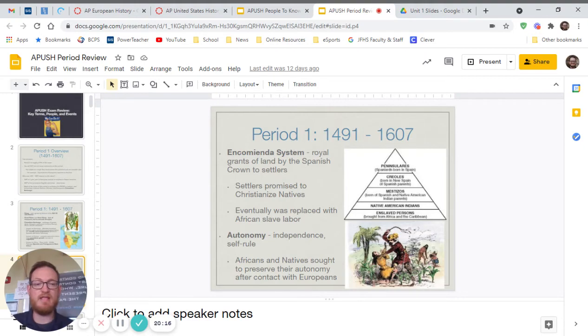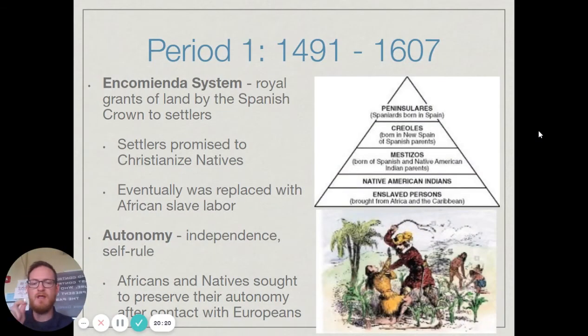You can see in the triangle here, I'm going to try to blow it up and make it a little bit bigger for you to see. At the top, you would have the Spanish, then you would have the Creoles, who were people born in New Spain, which is the New World, to Spanish parents. Then the mestizos that we talked about already, who were born of Spanish and Native American parents. Then you would have the Native Americans, and then at the bottom, you would have the slaves.